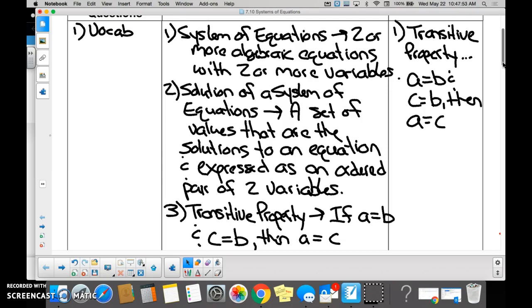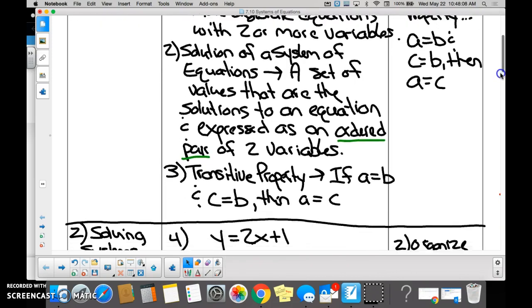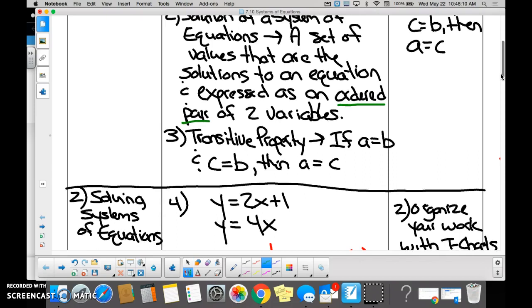A solution to a system of equations is expressed as a what? Ordered pair. It's expressed as an ordered pair. So it's where both equations are the exact same. Yes, no? Yes. Cool. And then the transitive property is key to this. Kind of a little puzzle. If A is equal to B, and C is also equal to B, what is A going to be equal to? C. Okay, just from common sense.